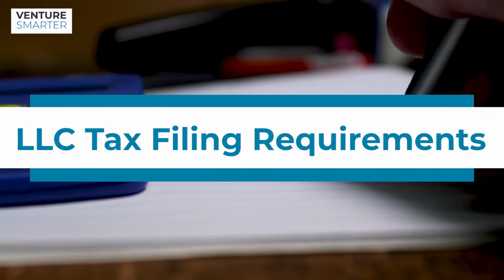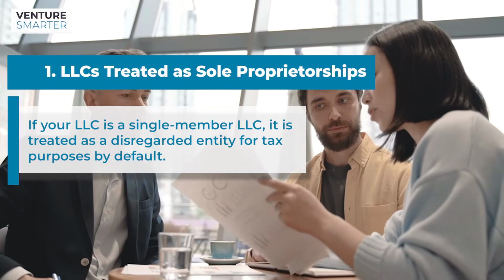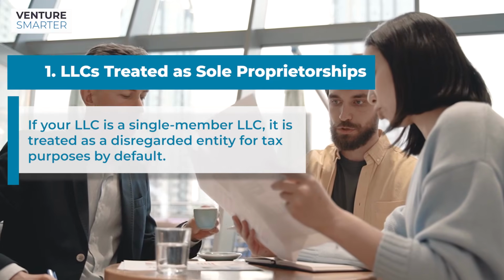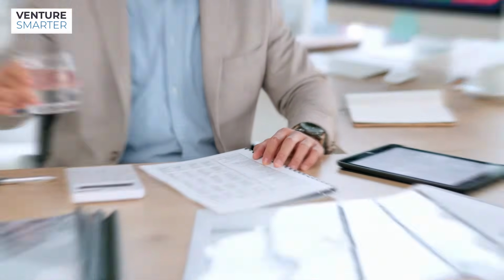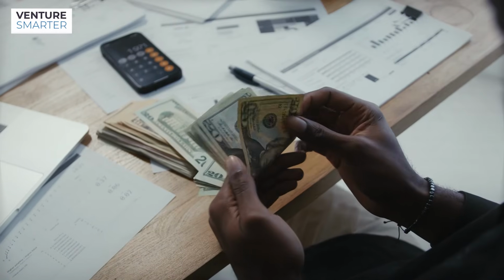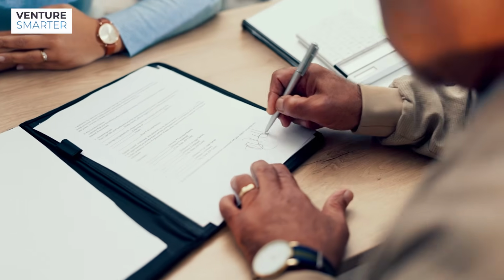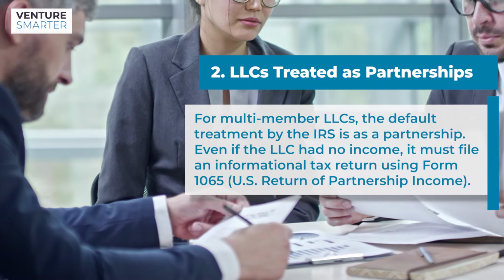LLC tax filing requirements. 1. LLCs treated as sole proprietorships. If your LLC is a single-member LLC, it is treated as a disregarded entity for tax purposes by default. This means that the IRS does not recognize the LLC as a separate entity, and all the business income and expenses are reported on the owner's personal tax return using Schedule C, Profit or Loss from Business, along with Form 1040. If your LLC had no income during the tax year, file Schedule C with zero income and any applicable deductions or expenses.